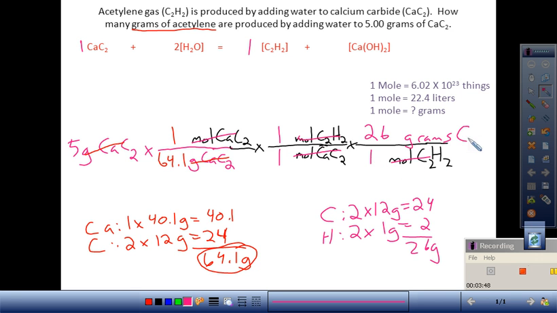Cross those off. Go ahead and label this: grams of C2H2, that's acetylene, that's what the question asks. And then I'm going to multiply that out. So I'm going to multiply 5 times 26 divided by 64.1. My answer is going to be 2.03 grams. Now we want to see if it makes sense. Well, I started with 5 grams of something. I end with 2 grams, so I know I'm in the right ballpark.